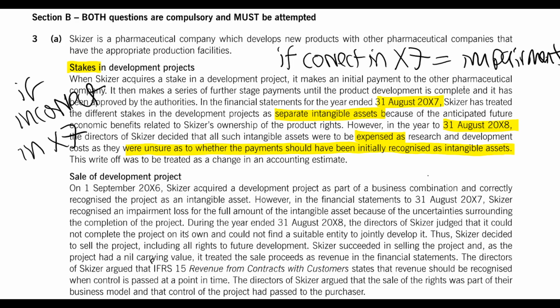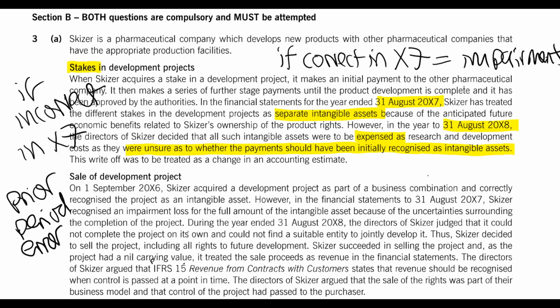If we were incorrect in X7, then there's a different answer. Because if we were incorrect in X7, we'd made a mistake last year. We'd made an error last year. This had been a prior period error. And as a result of a prior period error, you restate last year's accounts. Interesting, isn't it? The answer to this question is not really about intangible assets. We've had to think through and apply our knowledge in respect of impairment and prior period adjustments, prior period errors.